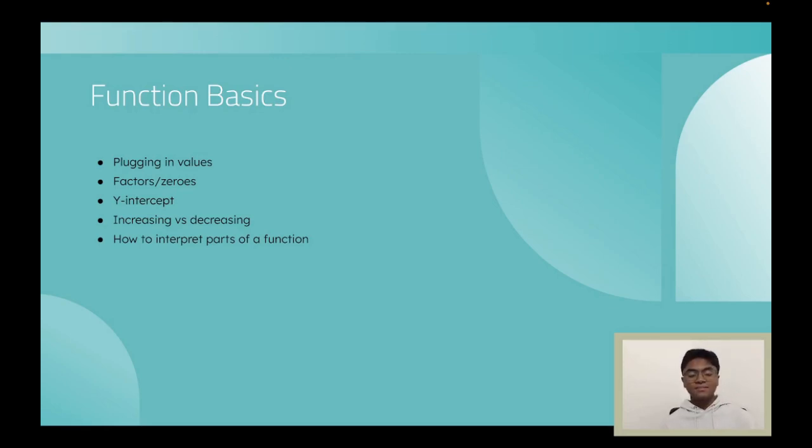Next is increasing versus decreasing, and this is pretty standard. Just over a given interval, if the y values are increasing, then the function is increasing, and if the y values are decreasing, then the function is decreasing. And finally is how to interpret parts of a function, because I've noticed that they've asked this a lot more on the digital test than they would in the paper test.